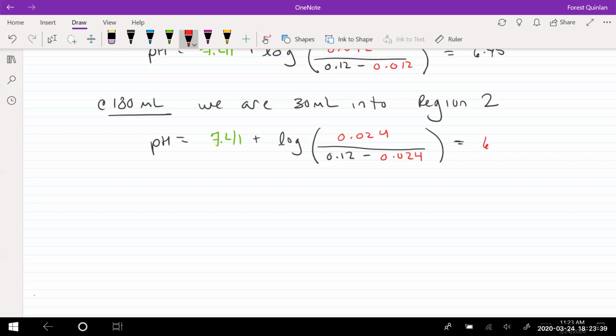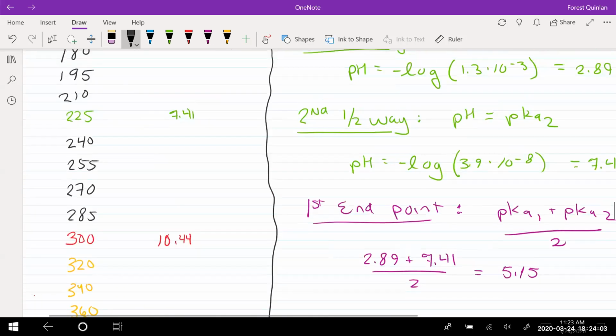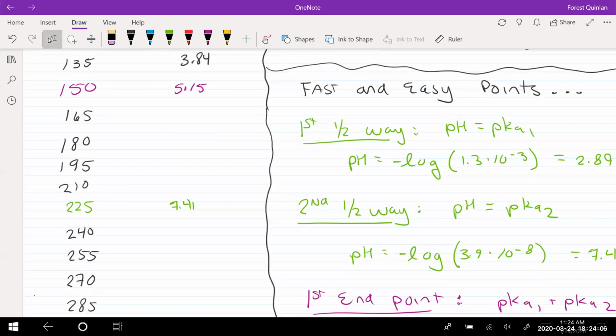6.81. 6.81. Okay, so at this point, I'm going to say ditto for the rest of region 2. And we're going to go back up and input those in, because I'm sure Dallas has generated them all, or Chef has. So I already forgot. 165 was 6.45. 645, and I think you said 6.82. 6.81, yeah. 6.81.